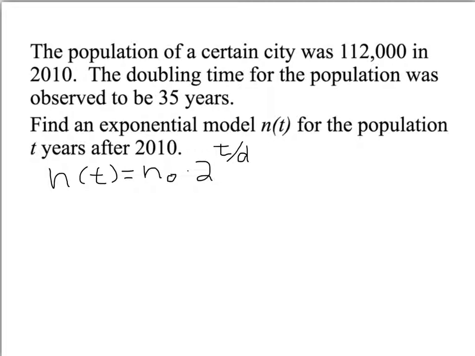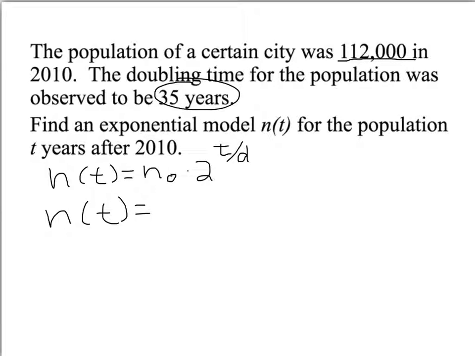Let's read over our problem. The population of a certain city was 112,000 in 2010. The doubling time for the population was observed to be 35 years. And we want to find an exponential model for the population t years after 2010. So we have everything that we need here. We have an initial population of 112,000, and we have a doubling time of 35 years.